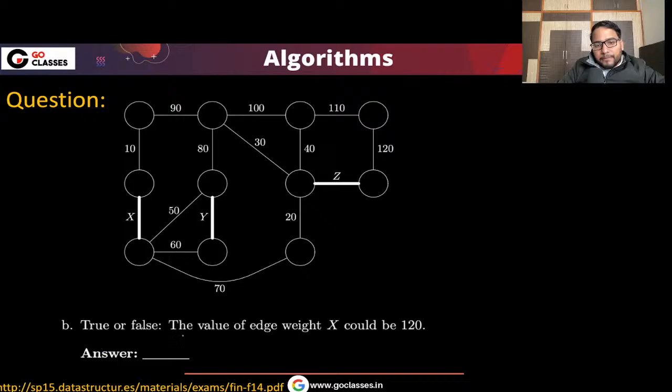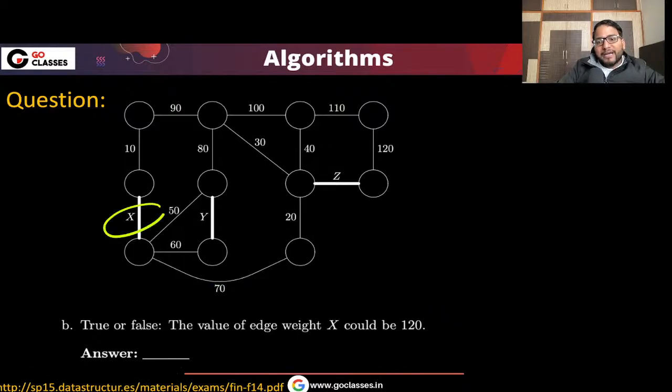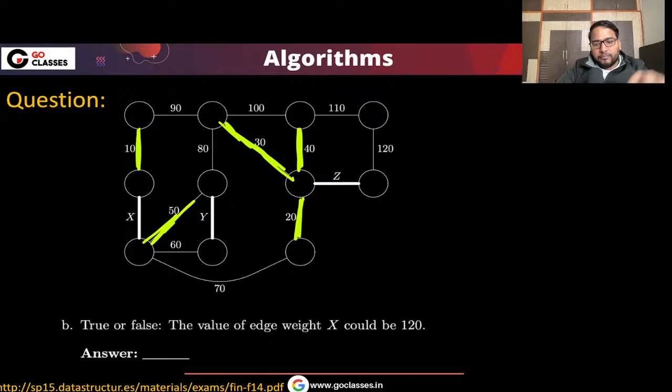What they're saying is that the value of the edge with X could be 120. Is this true or false? Can this particular X be 120? Our minimum spanning tree is 10, 20, 30, 40, 50, 70 and 110. Let me even draw the minimum spanning tree. Now tell me the value of this X.